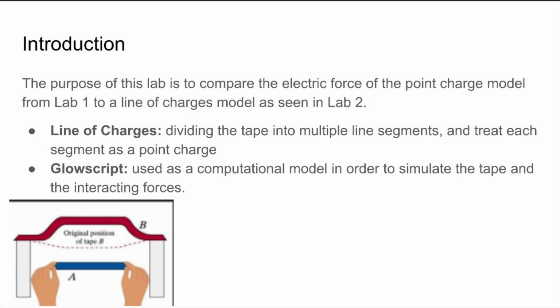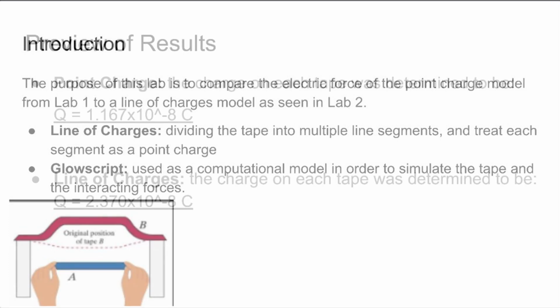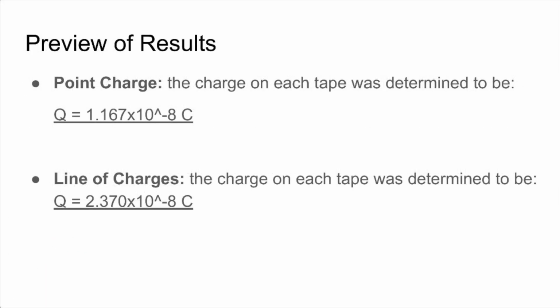We will use a computational model in order to simulate the tapes and the interaction force, and there is an image of what the lab looks like. A preview of the results: from Lab 1, the point charge on each tape was determined to be 1.167 times 10 to the negative 8th coulombs. And when we did the math with a line of charges, the charge on each tape was determined to be 2.37 times 10 to the negative 8th coulomb, so quite a significant difference.